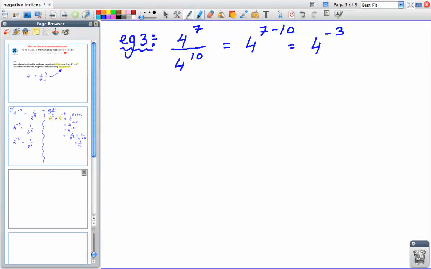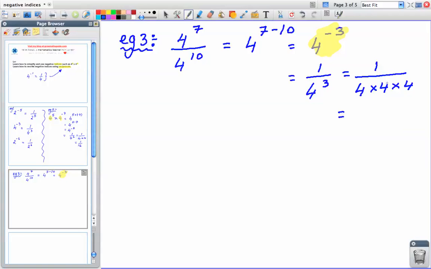And again, we're going to look at our answer, and if it's negative, then we're going to try to rewrite it using the reciprocal. So in our case, we can say that it's the same thing as 1 over 4 to the power of 3. And if I simplify that even further, I can say that it's the same thing as 1 over 4 times 4 times 4, because 4 cubed means 4 times 4 times 4.